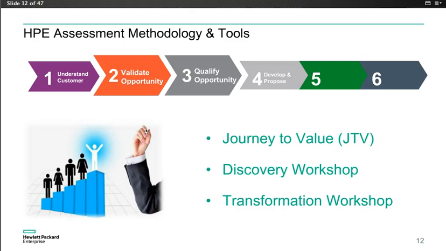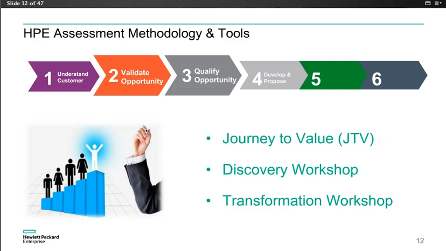As I mentioned, we, meaning the HPE company and the team that is focusing on DevOps workshops, are using 3 types of what we can call assessment methodology. The first of all is called Journey to Value. It's an assessment methodology that helps us really fast to find what are the main blockers for DevOps adoption.